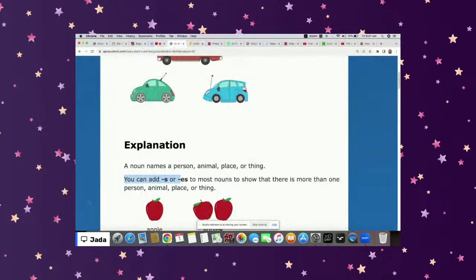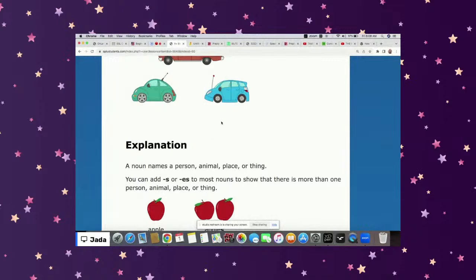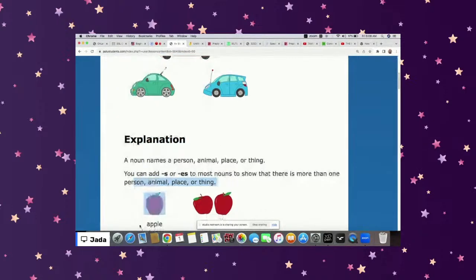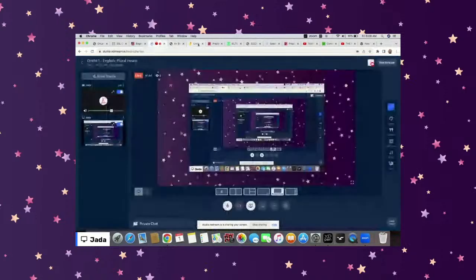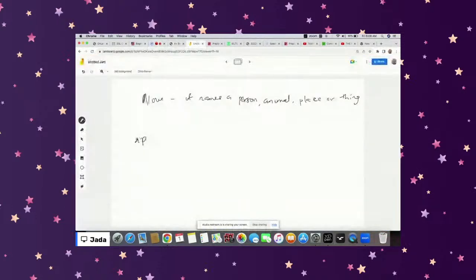And then the next is you can add s to most nouns to show that there is more than one person, animal, or thing. Okay, so for the nouns you can add s or es, and when you add s or es it shows that it is more than one. Just like this we have apple, and one apple, and apples. When you have apples with s, that means it is more than one. This one is just one apple.